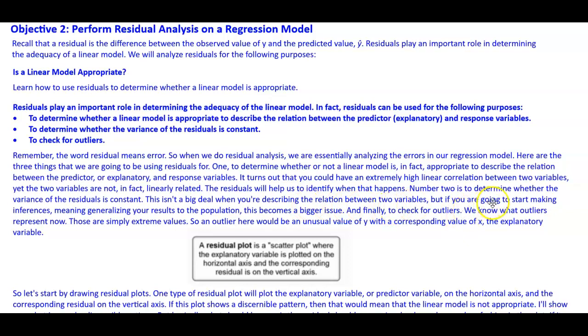Number two is to determine whether the variance of the residuals is constant. This isn't a big deal when you're describing the relation between two variables, but if you're going to start making inferences, meaning generalizing your results to the population, this becomes a bigger issue. And finally, to check for outliers. We know what outliers represent now. Those are simply extreme values. So an outlier here would be an unusual value of y with a corresponding value of x, the explanatory variable.